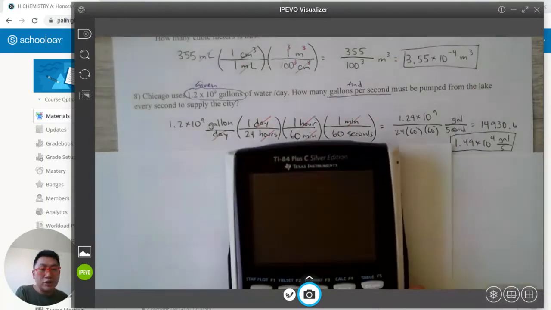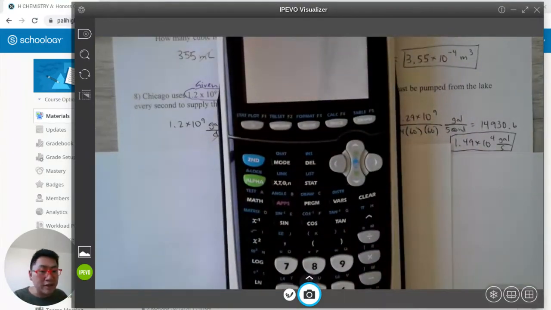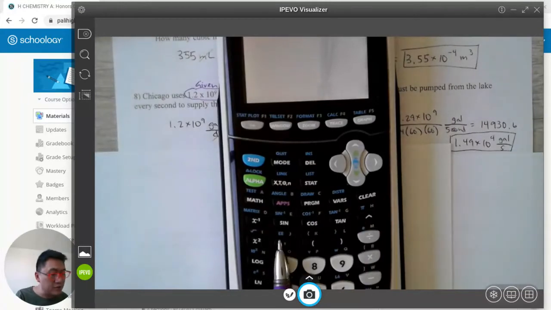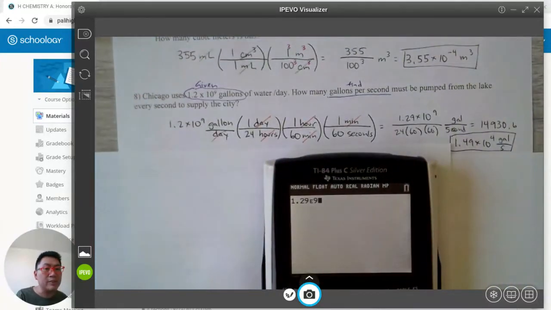In case you're not really sure about typing this all in a calculator, I have my calculator here, 1.29 times 10 to the ninth. Notice I use the EE button. Where do you find that EE button? It's right here, that blue EE. So I do have to push second and the double E. Only a single E appears on the screen, but that's scientific notation format. 1.29 times E9 is 1.29 times 10 to the ninth, divided by, two ways of doing this.